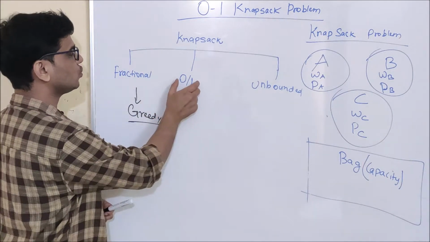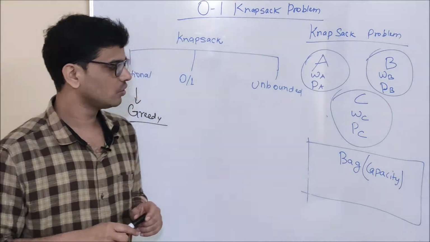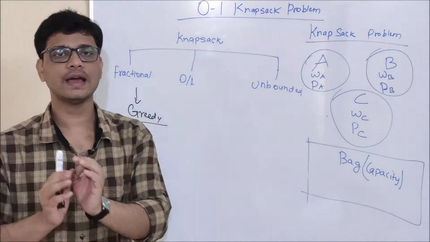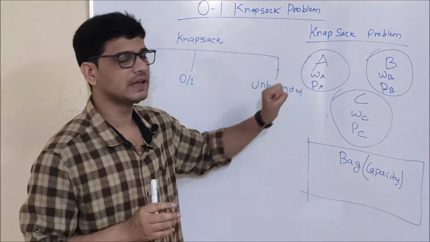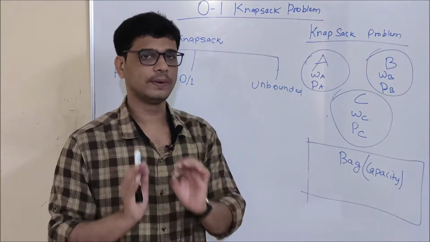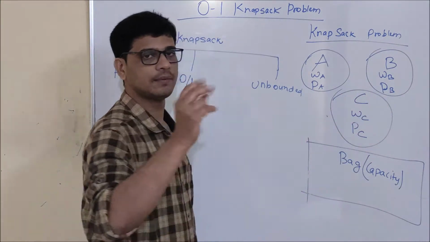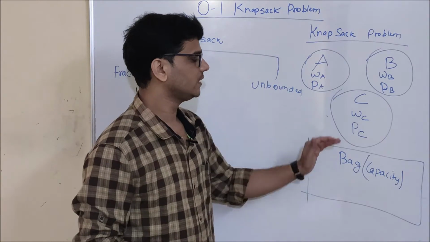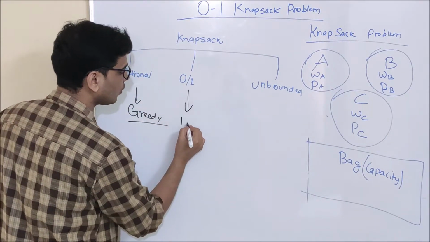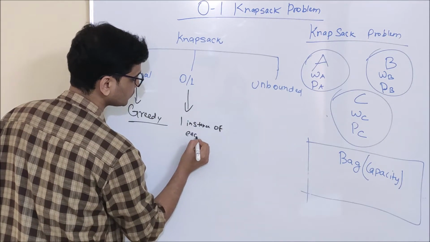Now, what is a 0-1 knapsack problem? Suppose these are my objects. In 0-1 knapsack, either I can take an object or I have to leave it. I can't break this object and take it in my knapsack. Either I have to take this particular object totally in my bag or I have to ignore it. Similarly, with object B, I will have two options, that is, to either take it or ignore it. And one more thing, I will have only one instance of each object.